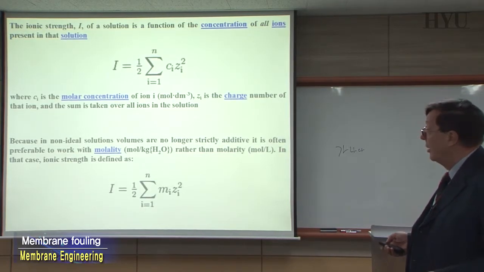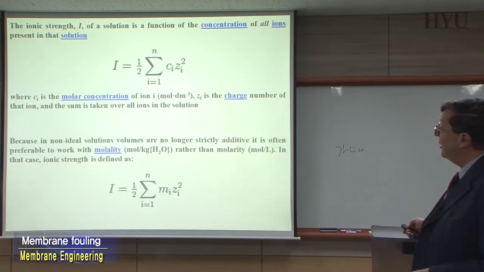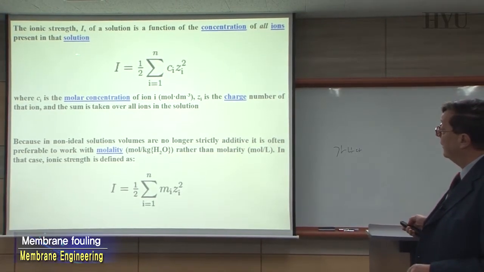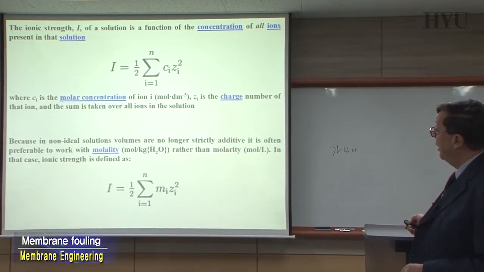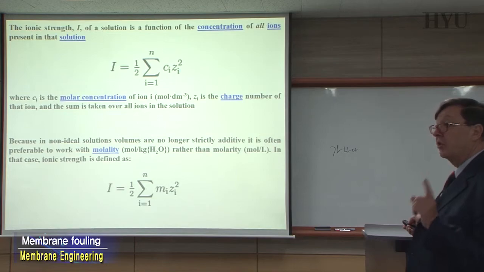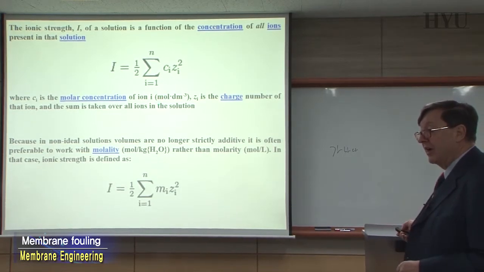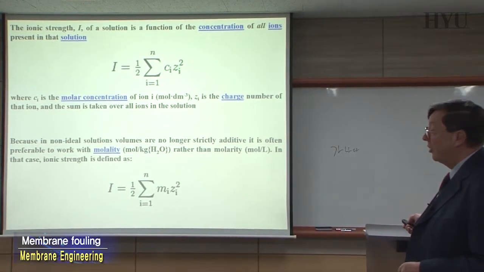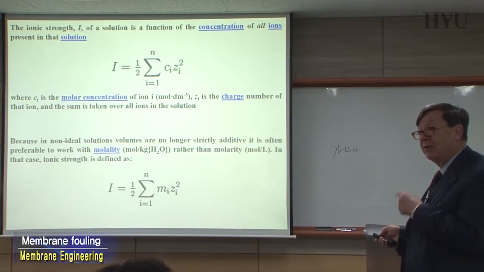Just to remember, ionic strength is this kind of definition. Ionic strength is nothing more than the concentration of all your ions, if you sum, you add all of them in your solution, multiplied by the square of the charge. It's not just the concentration which is affecting this kind of interaction, but the concentration multiplied by the square of the charge.